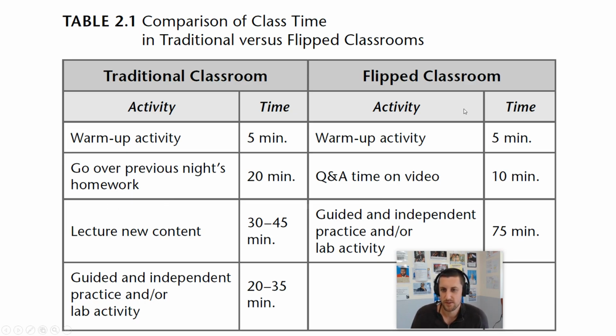So in a flipped classroom, the biggest difference is there's often a question and answer time. The instructor will sort of open the floor for students to present any questions that they have on something that they are confused about. And then a huge chunk of the time, 75 minutes, is dedicated to some kind of guided or independent practice or lab activity. This was taken from a scholarly text about a chemistry course, but the same principles can be applied to foreign language learning or almost any other subject, really.